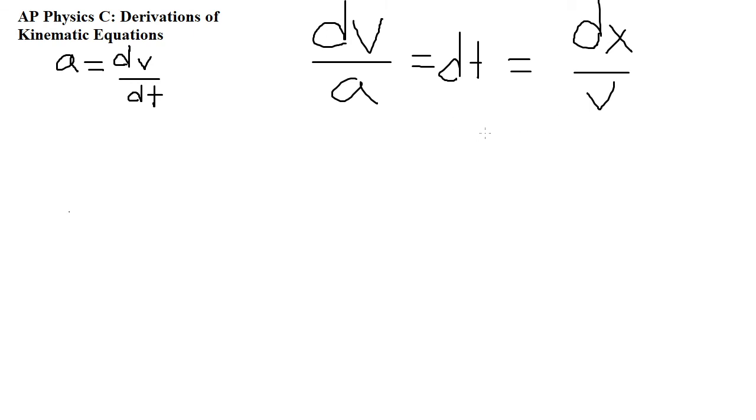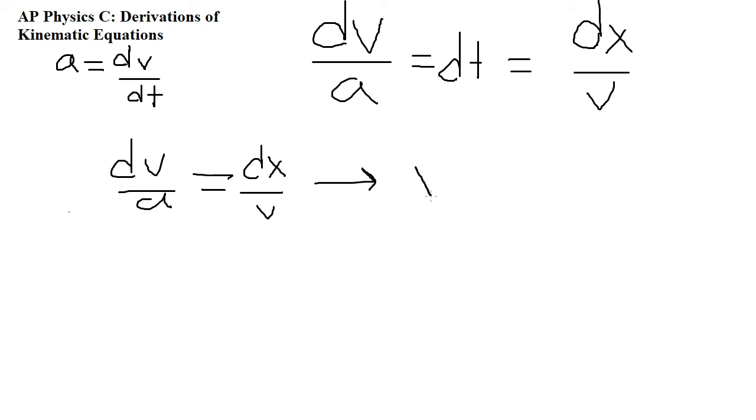So, knowing that, we're going to set dv over a equal to dx over v. So dv over a equals dx over v. And we are going to multiply both sides by v and a now. So we're going to have v dv is equal to a dx.